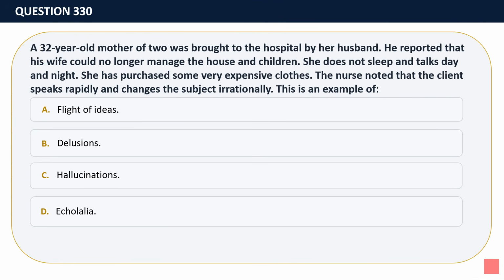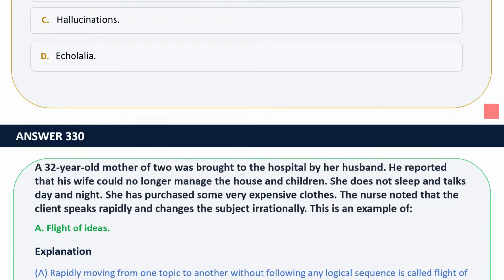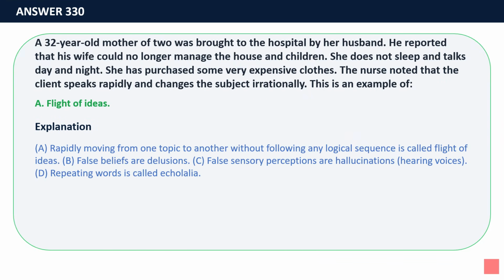Question 330. A 32-year-old mother of two was brought to the hospital by her husband. He reported that his wife could no longer manage the house and children. She does not sleep and talks day and night. She has purchased some very expensive clothes. The nurse noted that the client speaks rapidly and changes the subject irrationally. This is an example of A. Flight of ideas. B. Delusions. C. Hallucinations. D. Echolalia. Answer: A. Flight of ideas.